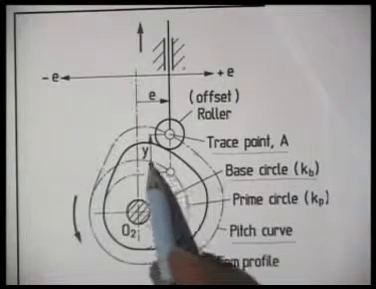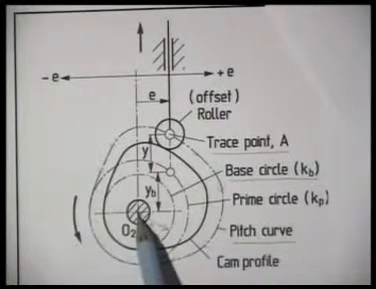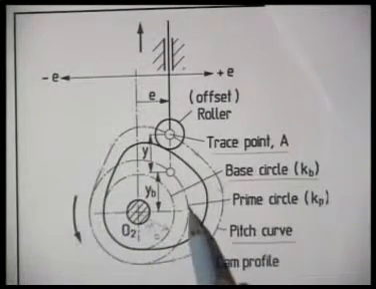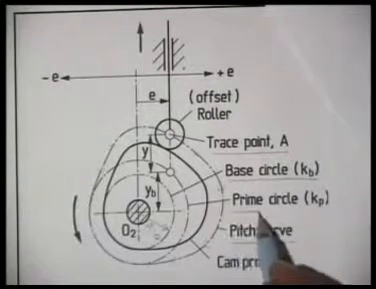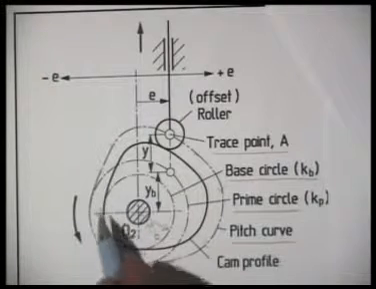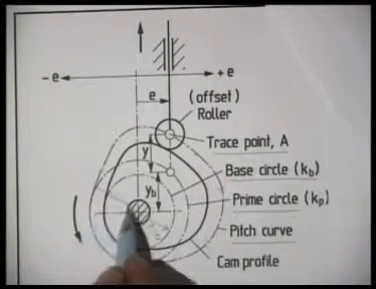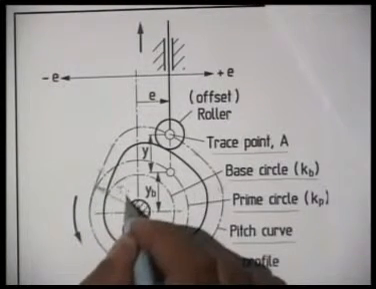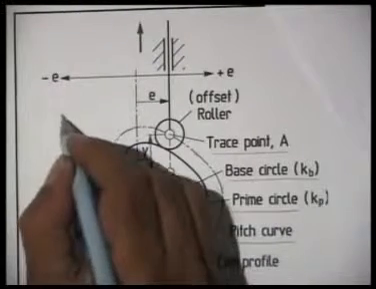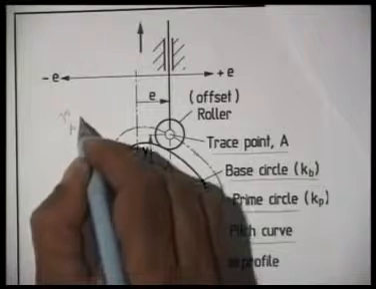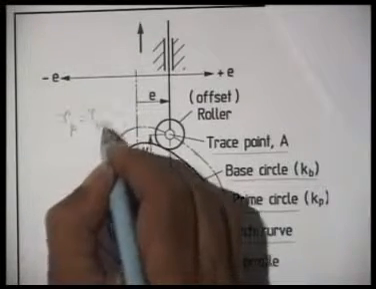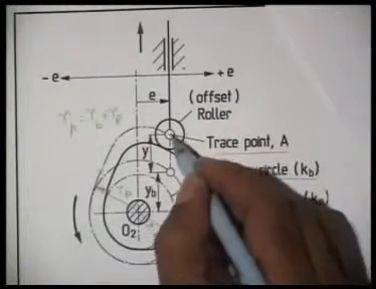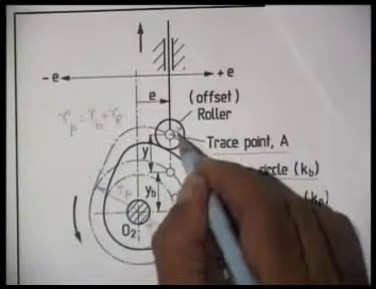And the smallest circle that can be drawn with camshaft center as the center and tangential to this pitch curve we call prime circle. If the radius of the prime circle is Rp, then we can easily see that Rp is nothing but Rb plus Rr, where Rr is the roller radius.